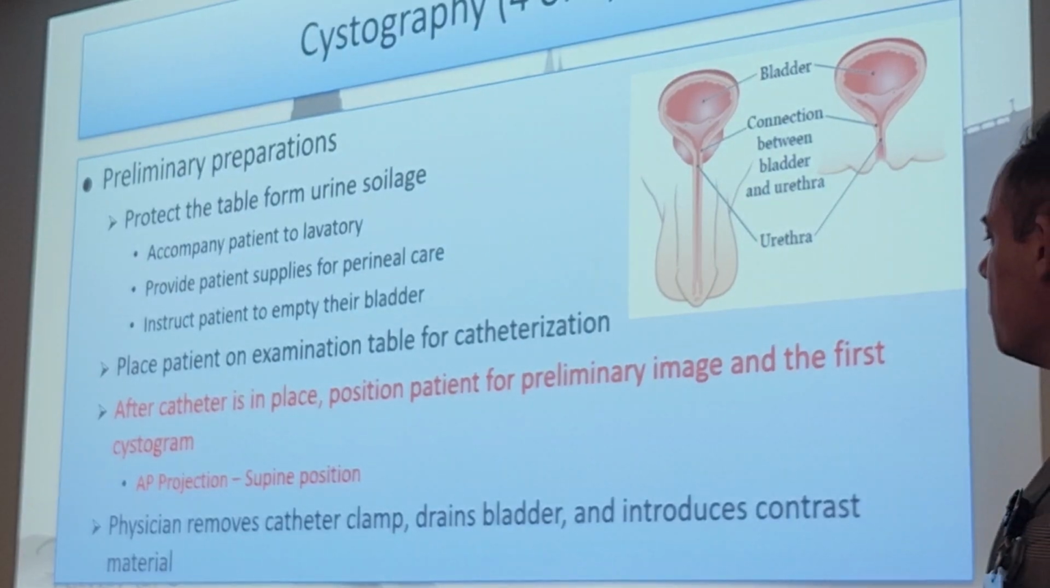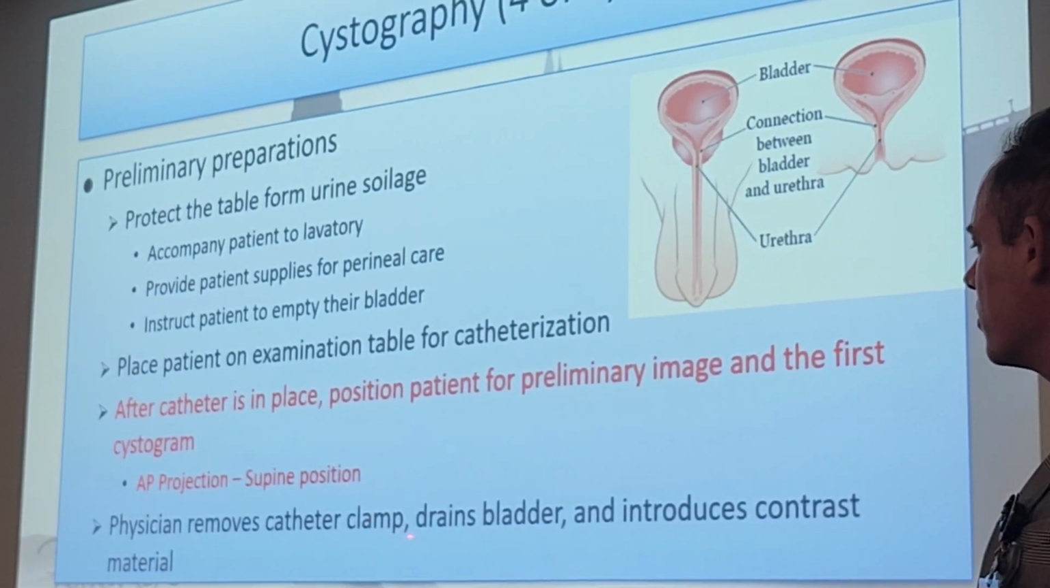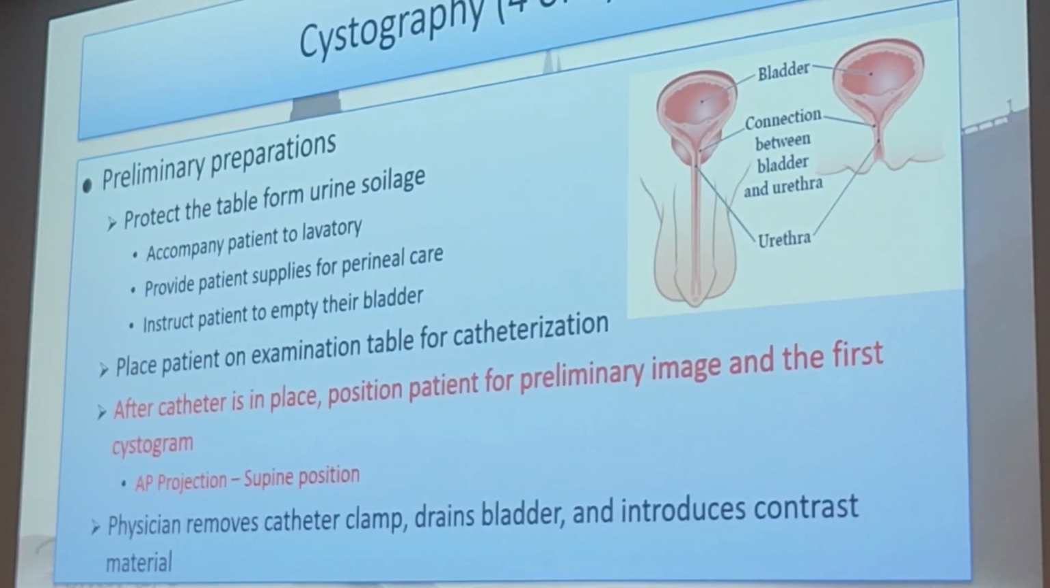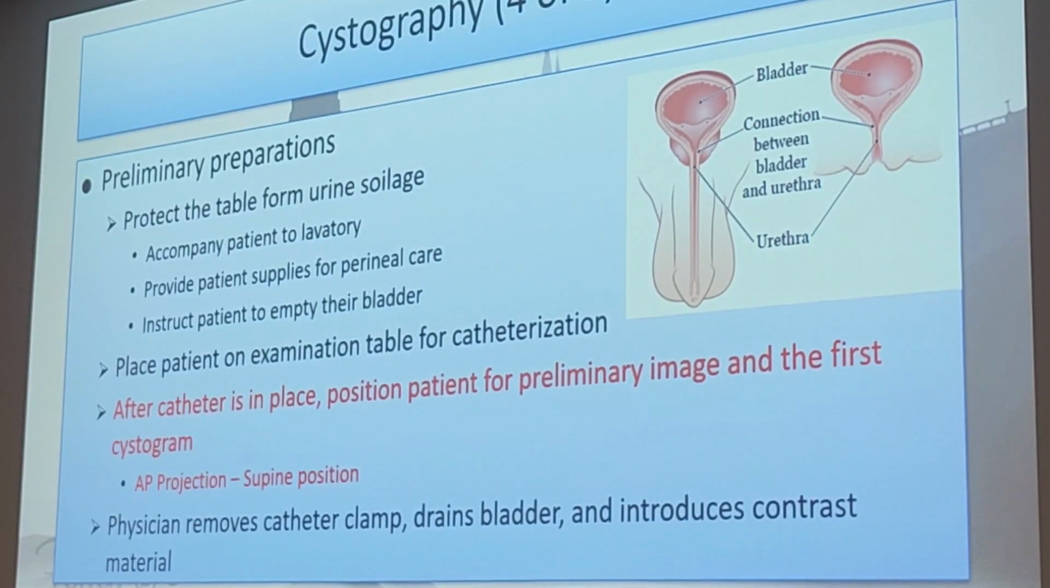At that point, after the bladder shot, the physician will remove the catheter clamp, drain the bladder, and introduce the contrast material. So any residual urine will be drained out at that point, because even though you tell them to go, some people are still retaining urine. That's probably why they're there in the first place. So he'll drain that urine out, then they'll let that contrast start flowing in, whether by hand injection or the bottle with the little pole.